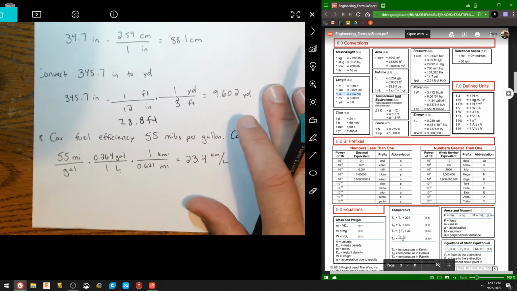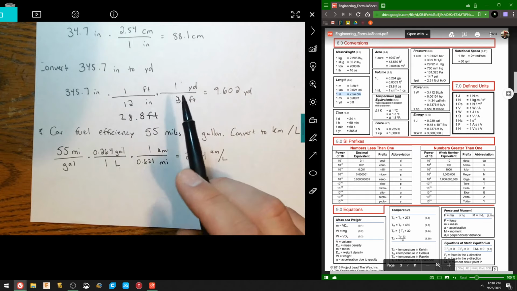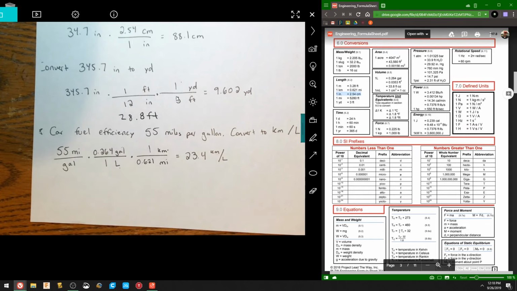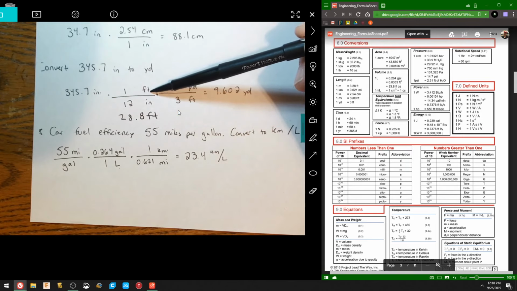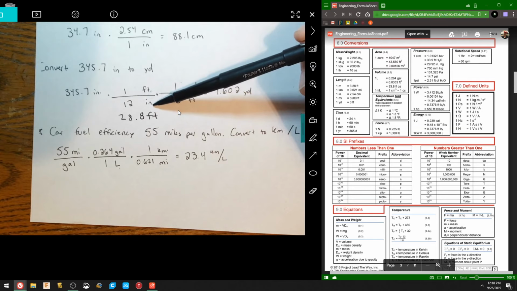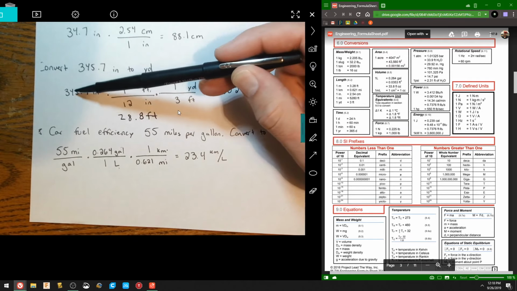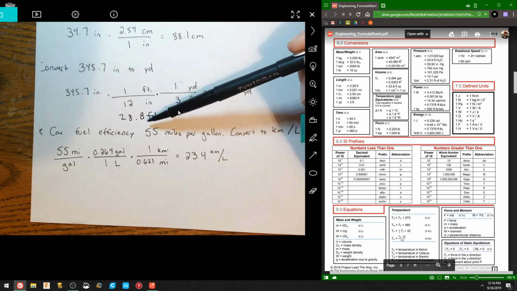Next one. What happens if you have to do it twice? Inches to yards. Well, inches in the conversion chart doesn't go to yards. It goes to centimeters. And then it goes from yards to feet. The common unit in this case is going to be inches and feet. So we need to first convert to feet so that then we can eventually convert to yards. So in this case, you're given 345.7 inches. The desired is feet first, and then you're given inches again. There's 12 inches in 1 foot. You divide 345.7 by 12 to get 28.8.